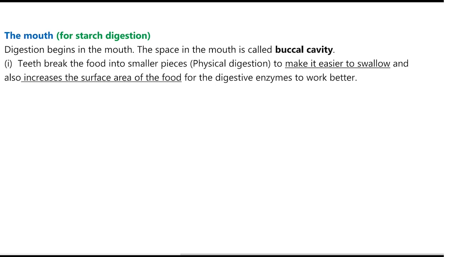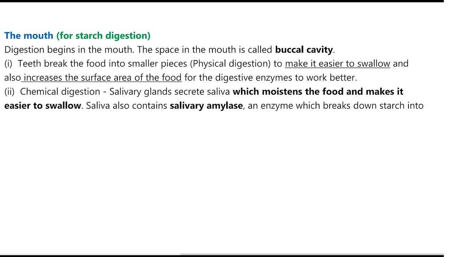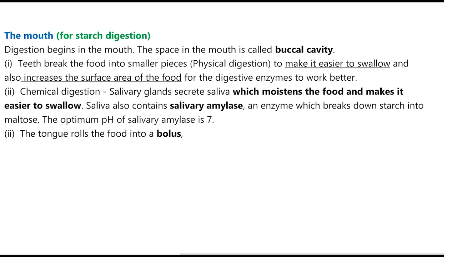In chemical digestion in the mouth, the salivary glands secrete saliva, which moistens the food and makes it easier to swallow. The saliva also contains salivary amylase, the enzyme called ptyalin, an enzyme which breaks down starch into maltose. The optimum pH for salivary amylase is 7. The tongue in the mouth rolls the food into a bolus, which is then easily swallowed.